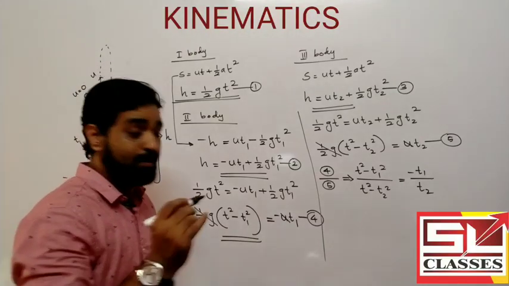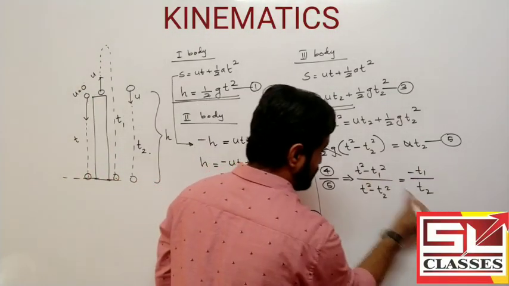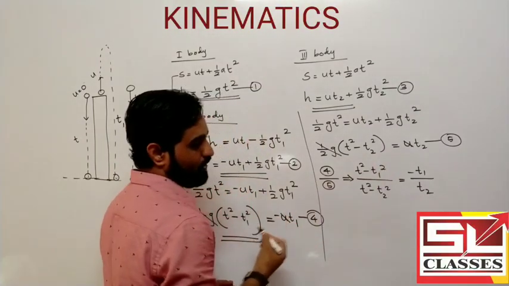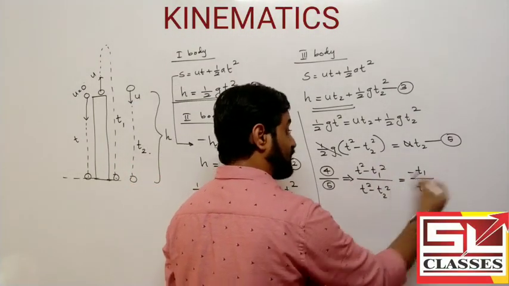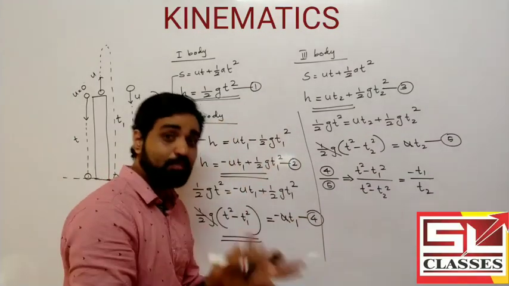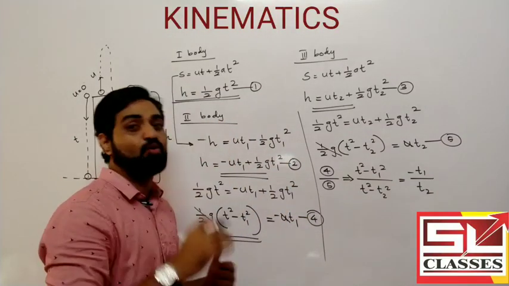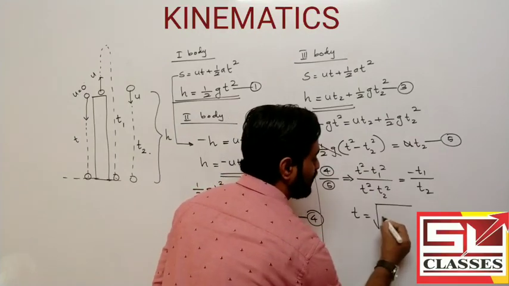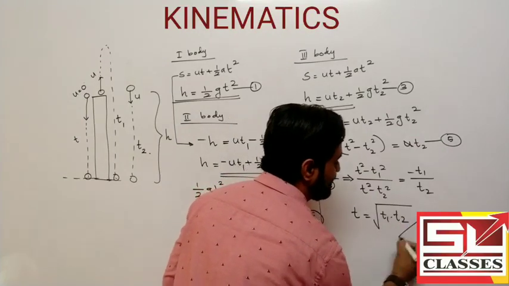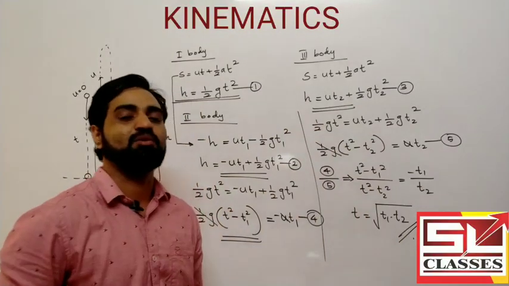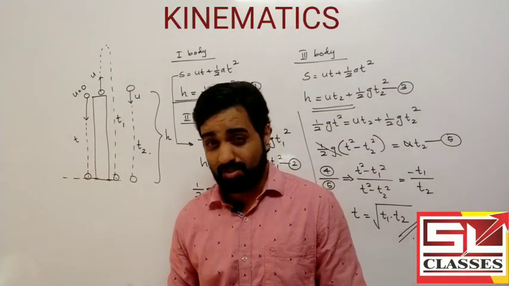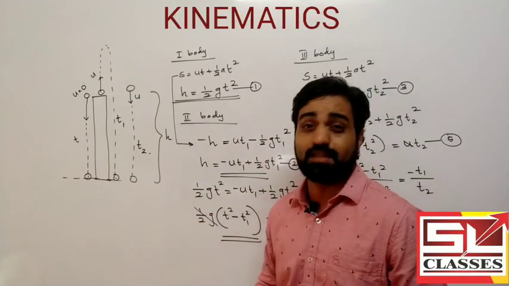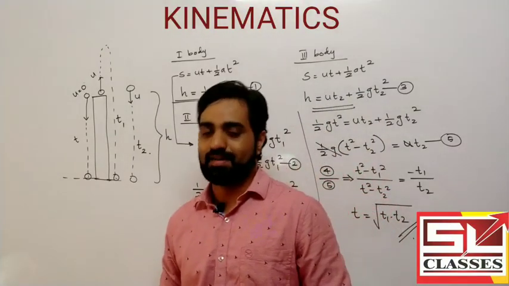Okay. Now you cross multiply these two. You will get t2 into t square minus t1 square is equal to minus t1 into t square minus t2 square. Remove the brackets. Remove t outside. And finally you will get t is equal to root of t1 into t2. This will be the solution for this question. This question is a little bit difficult one, so write this question 2 or 3 times and practice. Okay, hope you will understand.